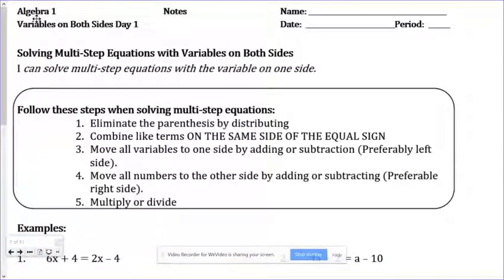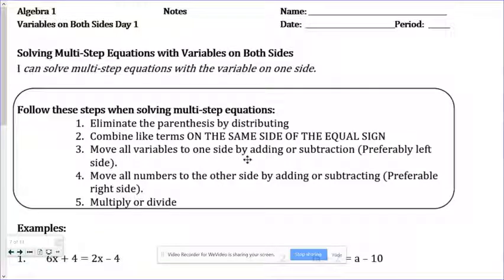All right, so today we are working with variables on both sides of the equal sign. So it says up here, follow these steps when solving multi-step equations. So you can see here, we are going to start off by eliminating the parentheses by distributing. Then you combine like terms on the same side of the equal sign. And then this is where we're going to start off here.